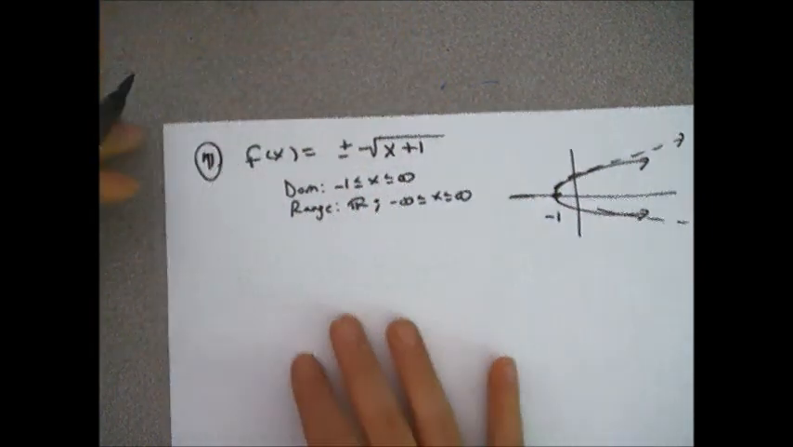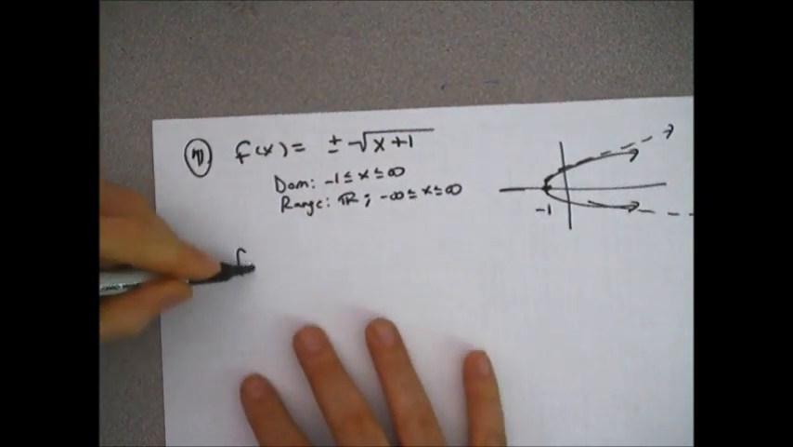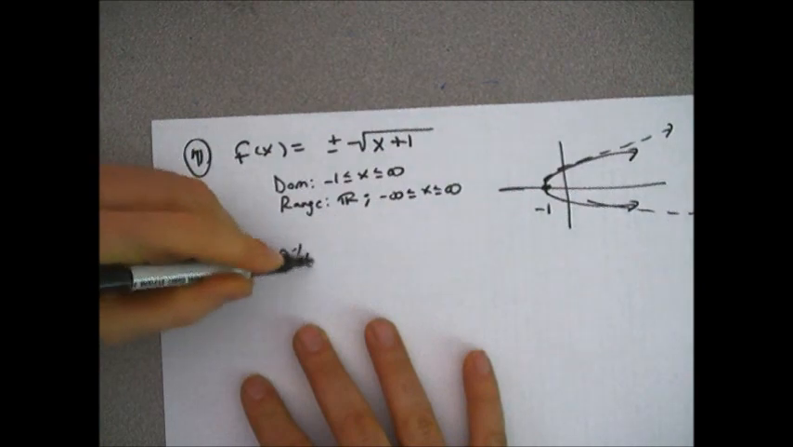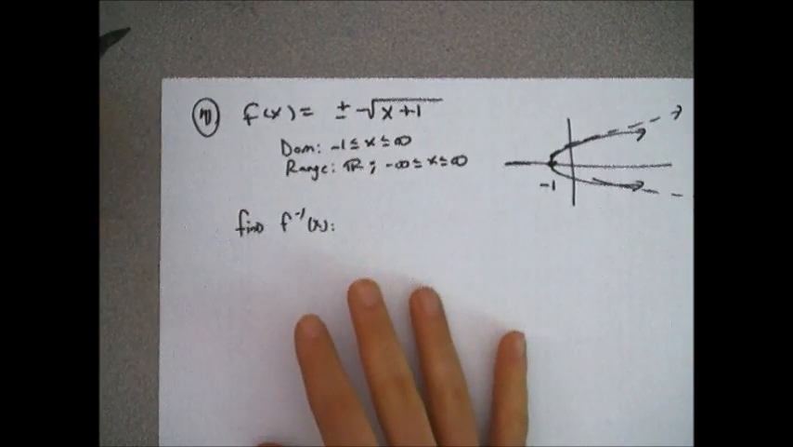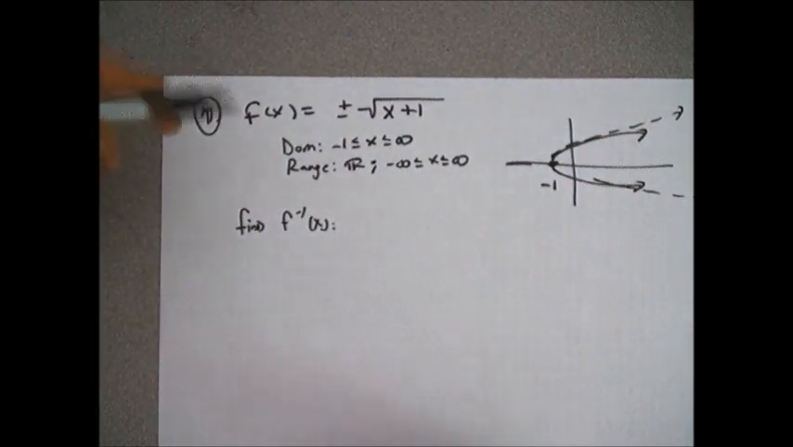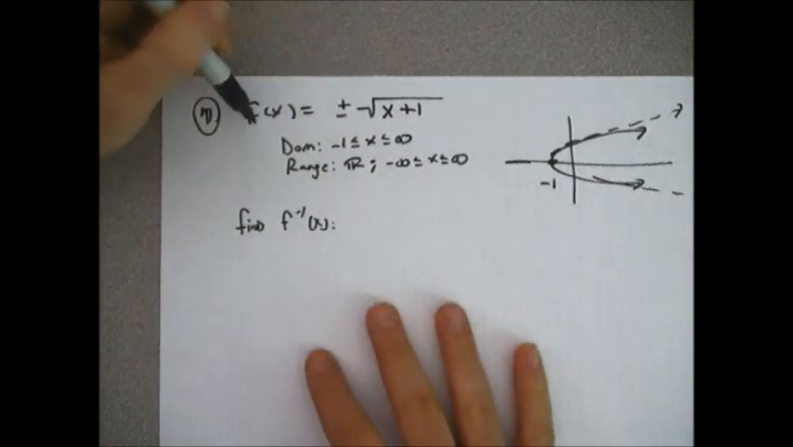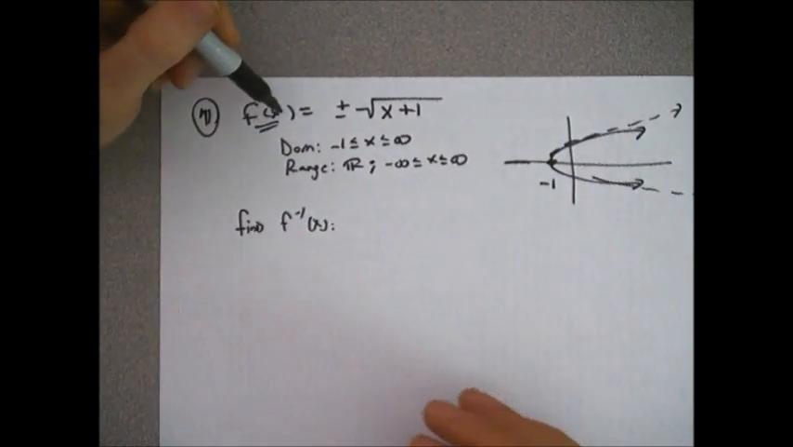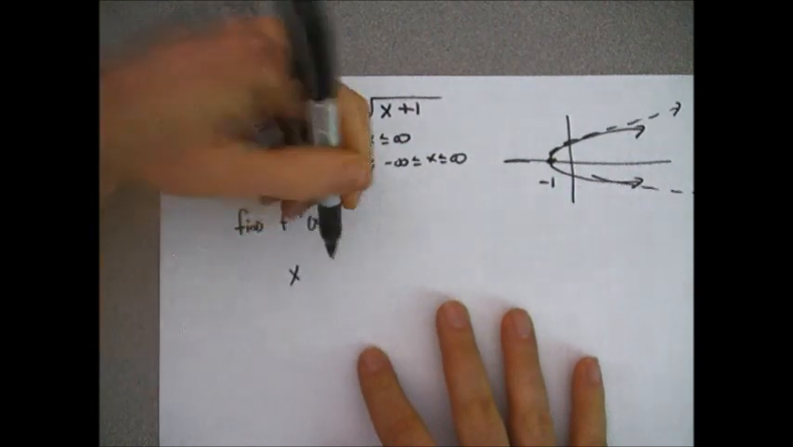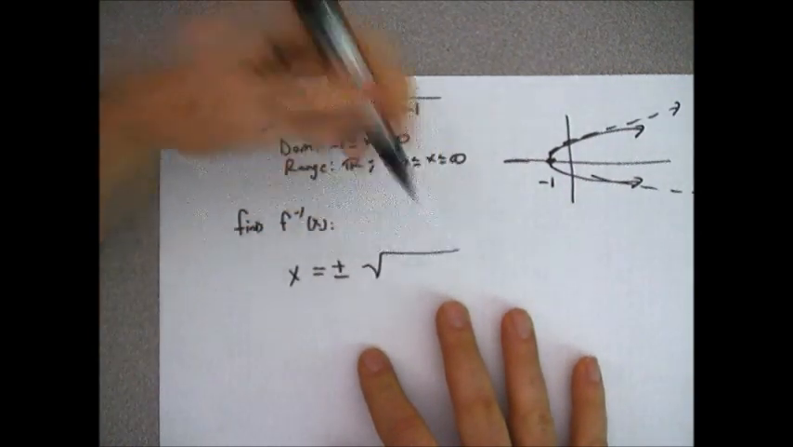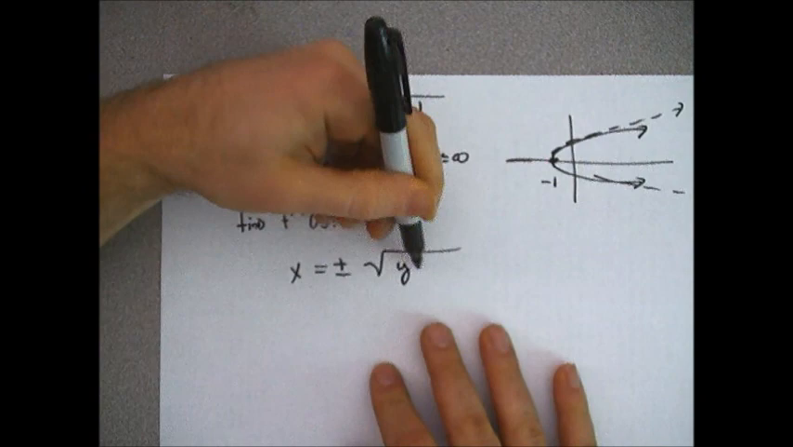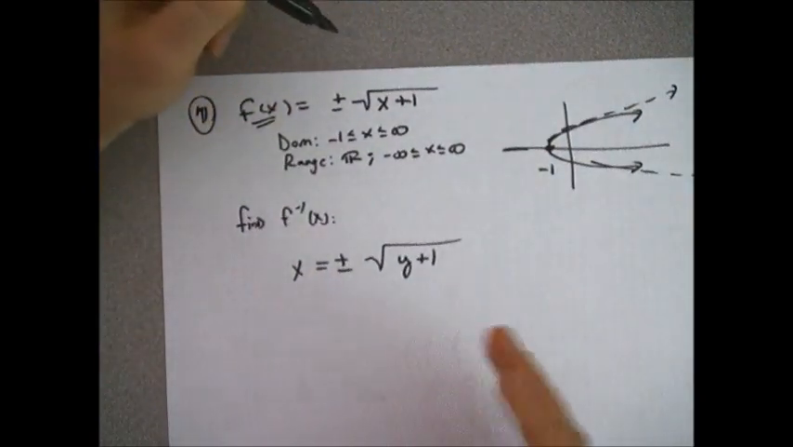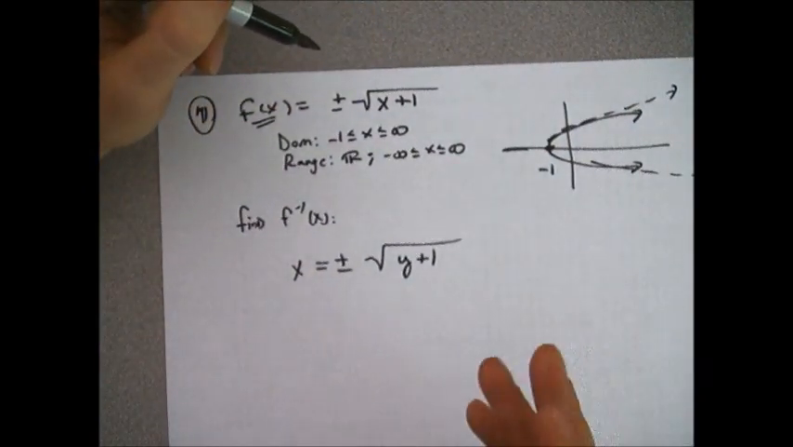Okay, then the next part of this question says, find f of negative 1 of x. And what is f of negative 1 of x? That's another way of saying the inverse. So how do I find the inverse? f of x is the same thing as saying y. Right. So x is equal to plus or minus square root of y plus 1. Solve this for y. So what do I do to both sides?